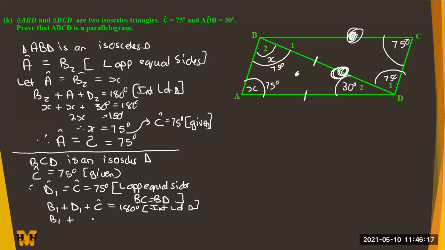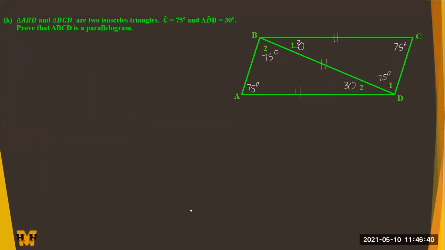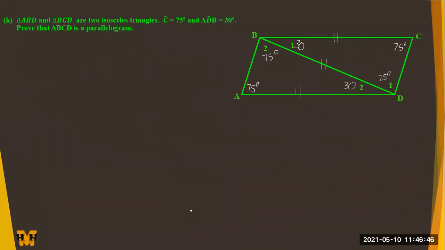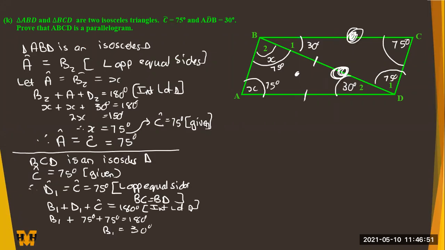So B1 plus 75 plus 75 is equal to 180, and therefore B1 is equal to 30 degrees. So this one is equal to 30 degrees. Right, so we have it up until there. I think I copied another slide here, so that we can now go from there. Can you see I just duplicated the information that we just got from the previous slide. And yeah, we have those two. I think I've got everything in here.